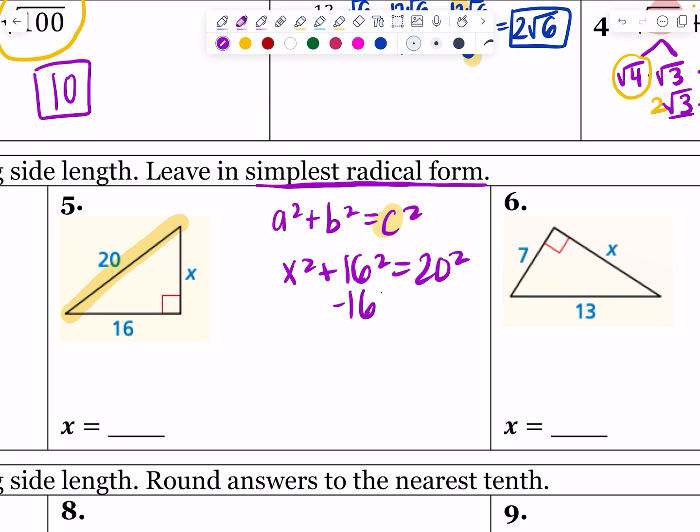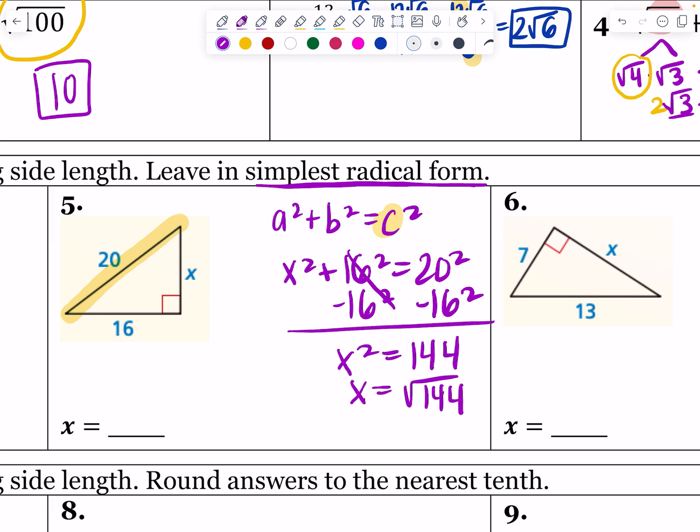So I'm going to subtract 16 squared from both sides. 20 squared minus 16 squared is going to give me 144. And so x is going to be equal to the square root of 144, which is a perfect square. That is going to give me 12. Okay, I do want to make sure that that makes sense as an answer. If x is 12, is that less than the hypotenuse of 20?